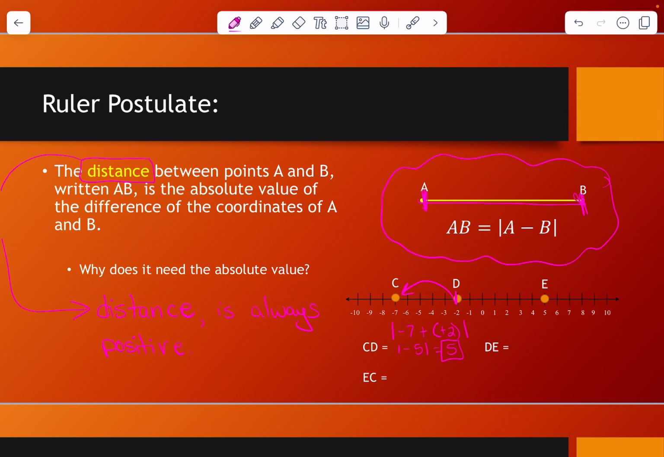So EC, I'm going to start at E, I'm going to go 5 minus -7, absolute value of that. So 5 plus a positive, so that's the absolute value of 12, which is 12. DE, I have absolute value of 5 minus -2 plus a positive, so that's going to give me 5 plus 2 is 7, so the absolute value of 7 is 7. So that's how we find the distance between 2 points on a number line.